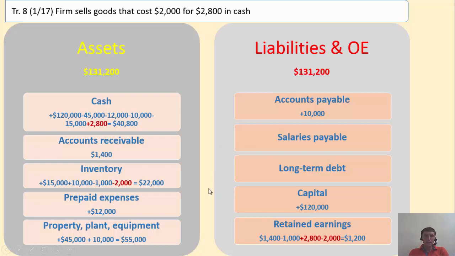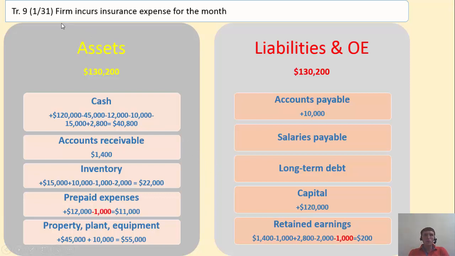Okay, and again, the net effect of this transaction on assets and liabilities plus owner's equity: assets increase by the difference, which is 800, and owner's equity increases by the same net amount, which is $800. So this is transaction number 8.